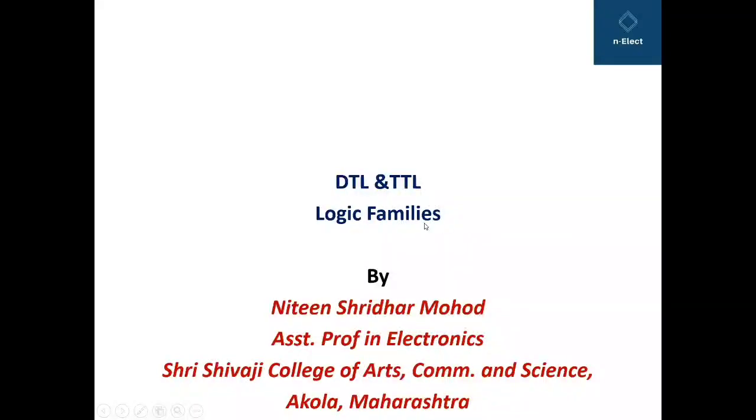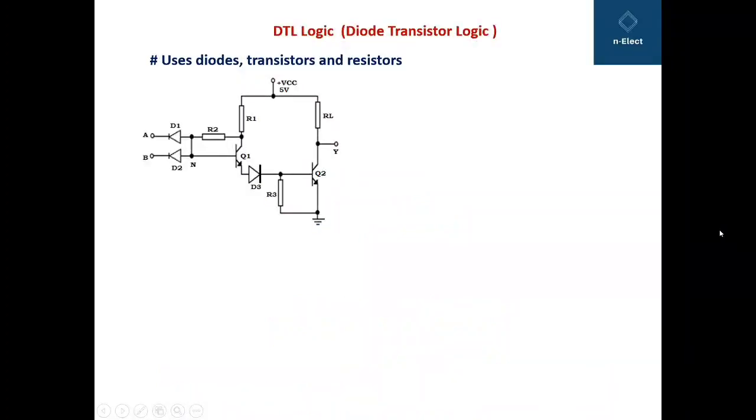In short, it is diode transistor logic and transistor logic families. So first of all we will see DTL logic, that is diode transistor logic. It mainly uses diodes as you can see here in the diagram, then transistors Q1 and Q2 and resistors R1, R2, R3 and RL. So this is one of the ways of showing the DTL logic. There are many ways in which this logic circuit can be shown.